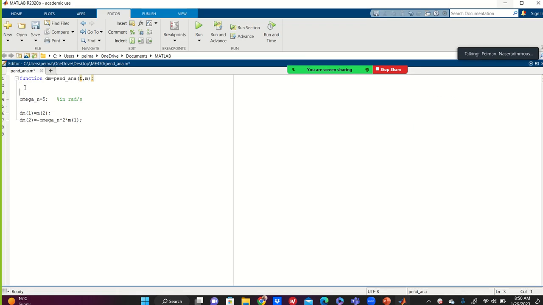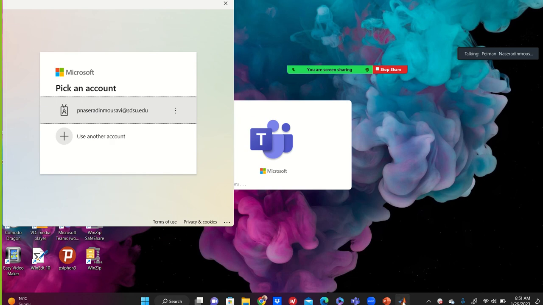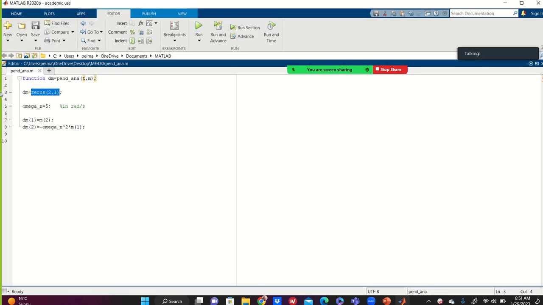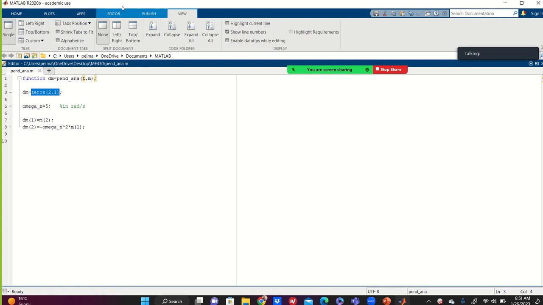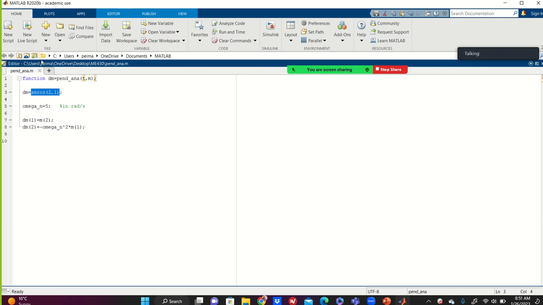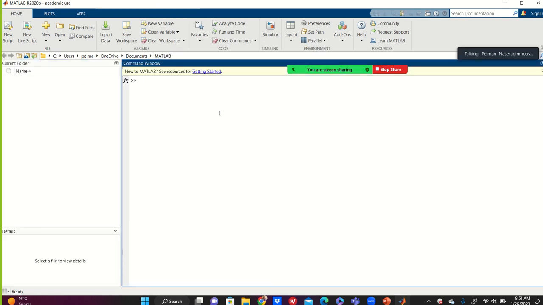But you have two state variables, so you have to make a space for that. You're gonna say dm, as you define here, is zeros 2 and 1. Let me see what the zeros does in MATLAB. Look at here, guys. Zeros, 2 and 1 gives you a column of 2 zeros to generate the state variable. This is how you do it in MATLAB. If you have 3 state variables, you say zeros, 3 and 1. Zeros, I don't know, 10 and 1.